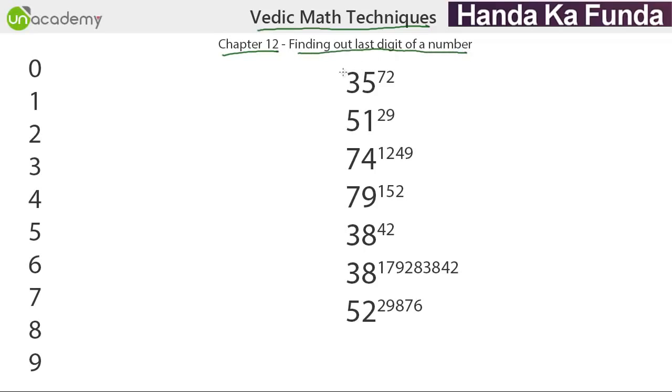Well, if a number is given to you, its last digit is obvious. But what do you do in cases like the ones given here? What will be the last digit of 38 to the power 42, or 38 to the power of 179283842 and so on? I believe that after spending 5 odd minutes on this video, you will be able to do all these calculations a lot faster. At least that's the hope.